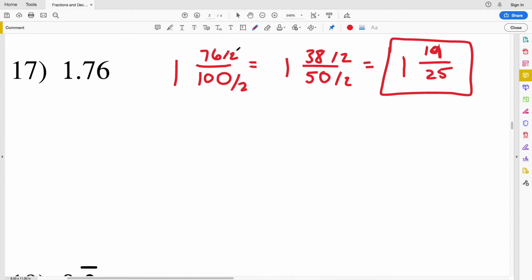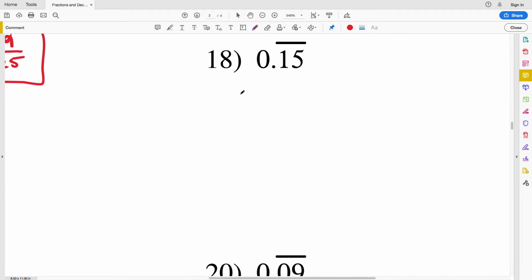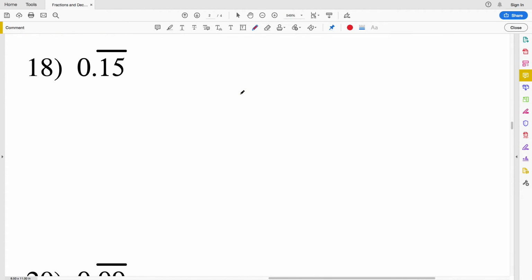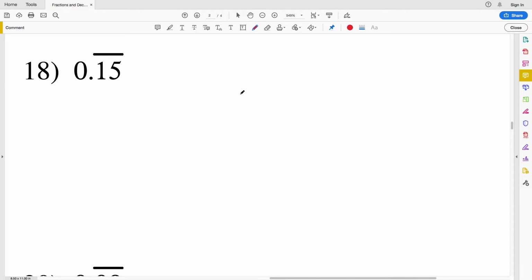So really, the greatest common factor was not 2, but 2 times 2, which is 4. So 19 times 4 gives me 76, and 25 times 4 gives me 100. Let's move on to number 18. Now in number 18, we see our first repeated decimal.